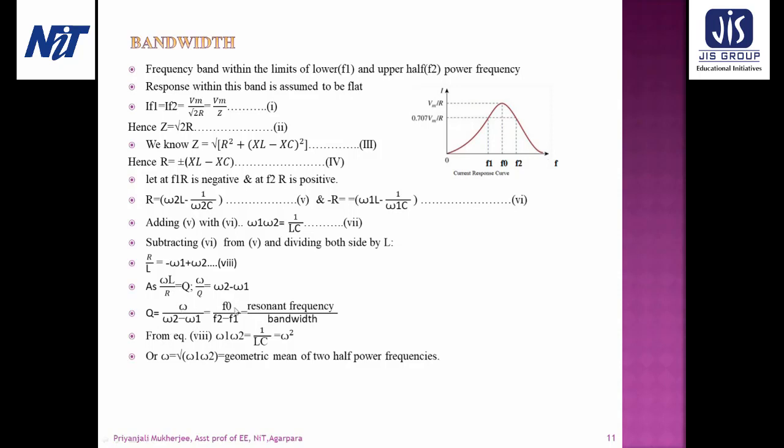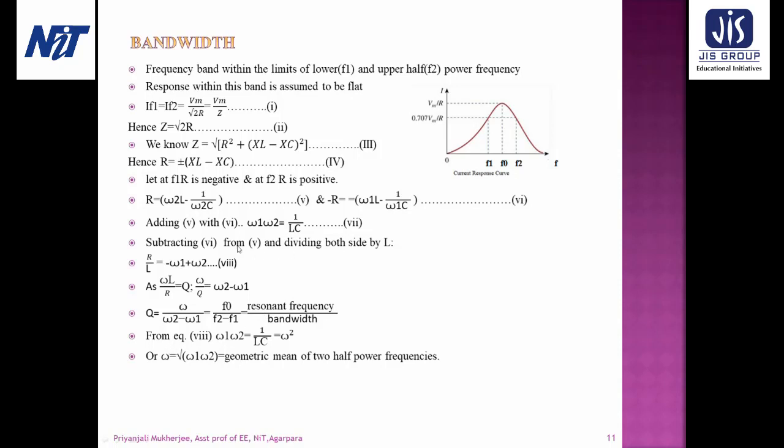Omega is 2 pi into f, and omega 2 is 2 pi into f2 minus 2 pi into f1. So 2 pi can be cancelled out in both numerator and denominator. So it becomes the resonant frequency by the bandwidth. In this way we can relate the Q factor with the bandwidth, and the Q factor is the ratio of resonant frequency by bandwidth.